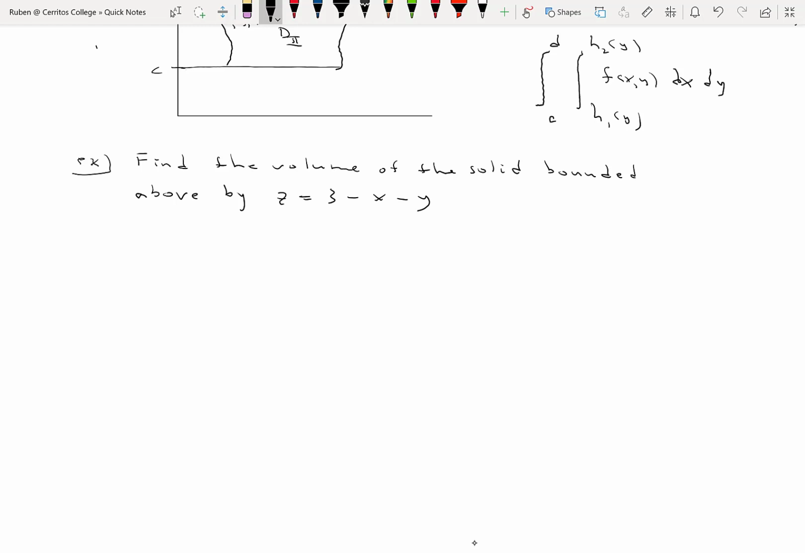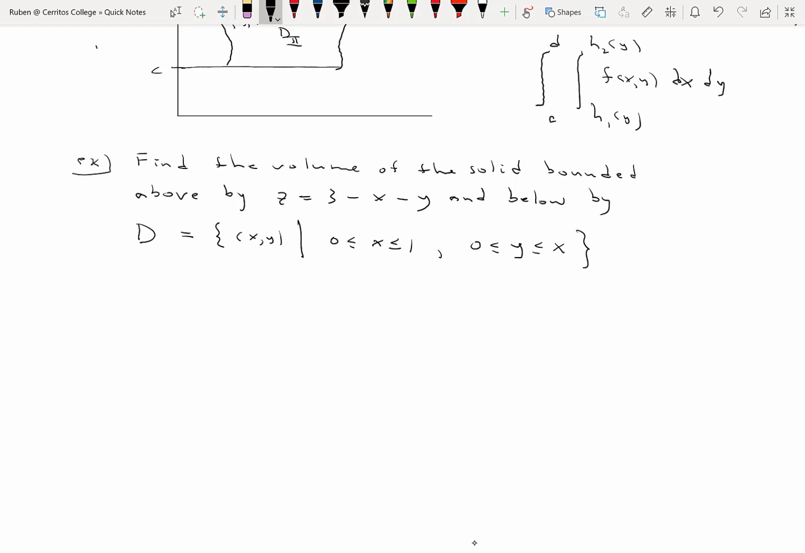Do you remember what that surface looks like? All the variables are to the first power. It's not a fancy surface. What is it? It's a plane. So our region is bounded above by a plane and below by D, which equals the set of all x, y such that x varies between 0 and 1, but y varies between 0 and the line y equals x.